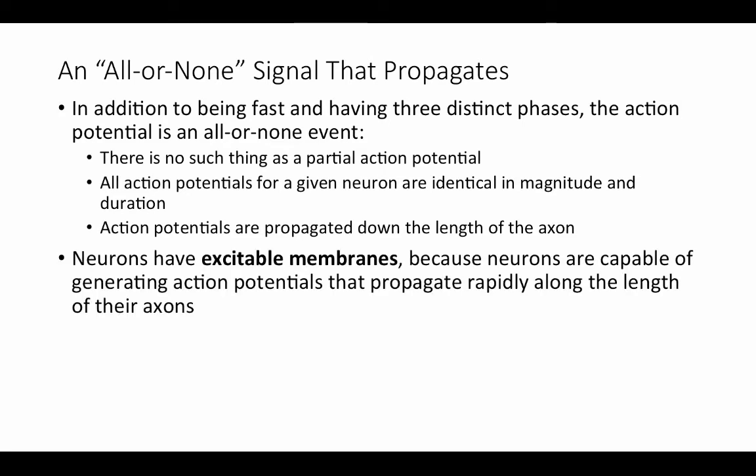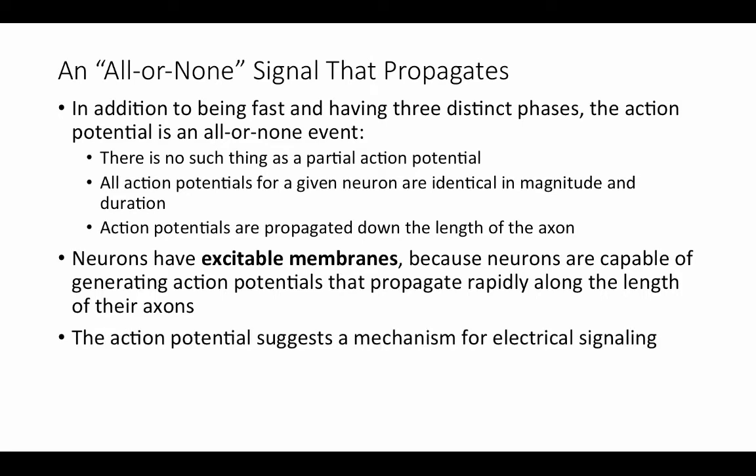Neurons have excitable membranes because neurons are capable of generating these action potentials that propagate rapidly along the length of their axons. And this action potential suggests a mechanism for electrical signaling. This whole action potential process allows for it to be regenerated continuously along the entire length of the axon, and we'll see how that works.